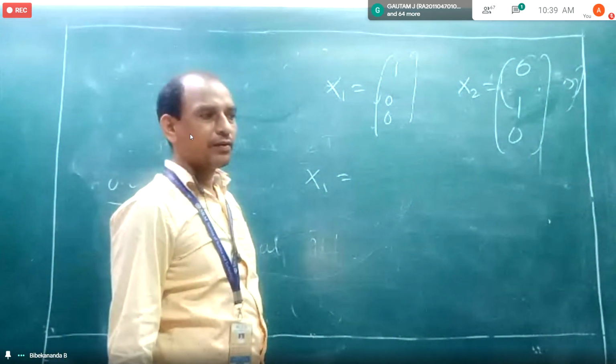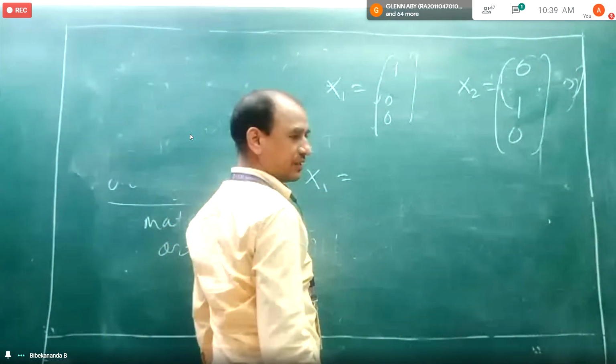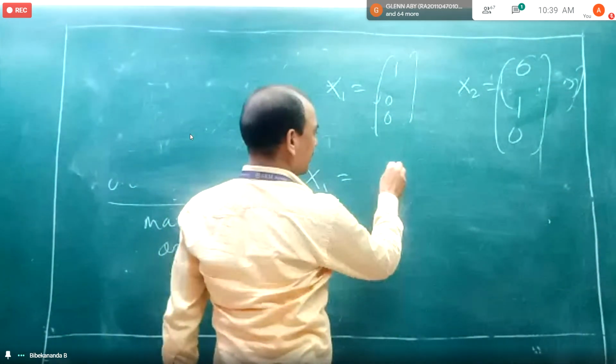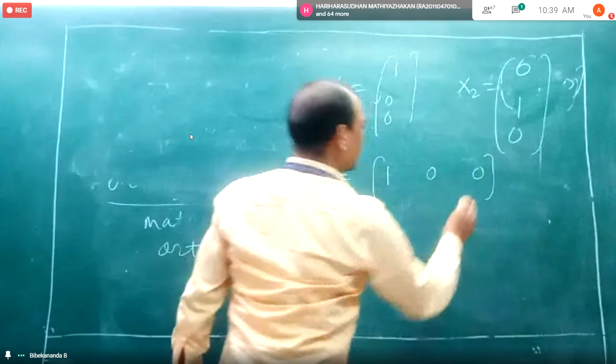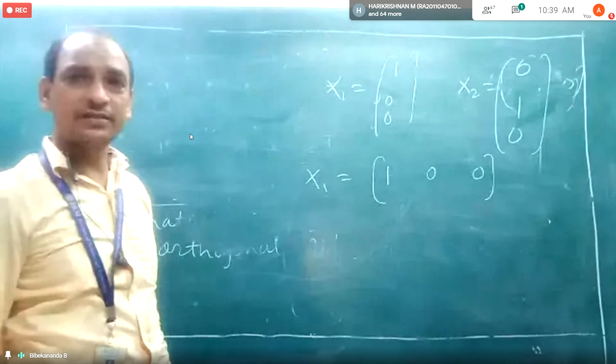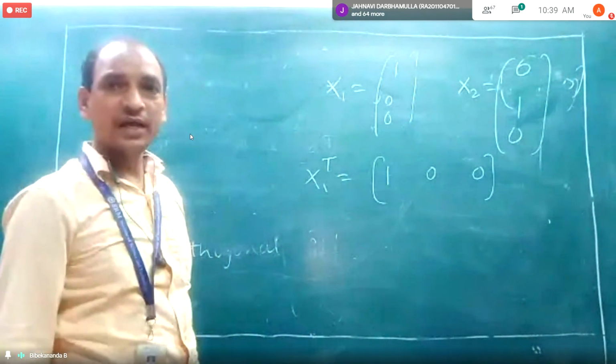Sir, x1 is 0, 0, 1 and x2 is 1, 0, 0. What will be the transpose of this? It will become a row matrix, 1, 0, 0. Now this is the x1 transpose.